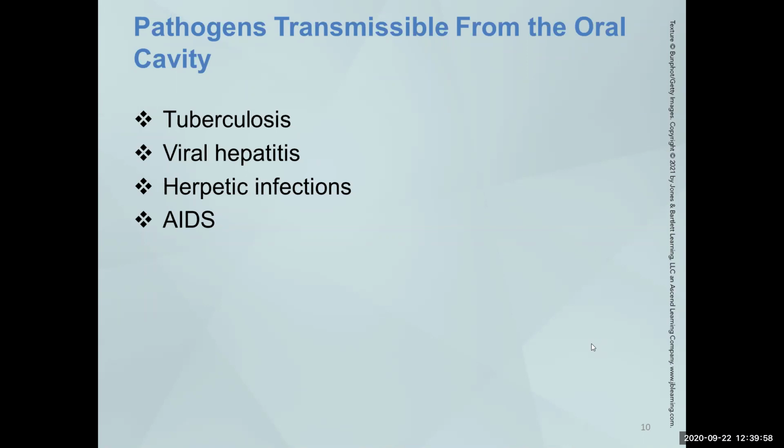But pathogens are often present in the oral cavity without producing any signs or symptoms in the patient. So we don't know what they are carrying or harboring. So we're talking about tuberculosis, viral hepatitis, herpetic infections, acquired immunodeficiency disease, the HIV/AIDS, which are all included in this chapter that you're going to be reading because of the special problems they create in both personal as well as patient care.